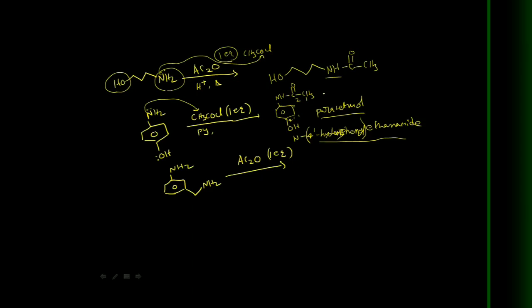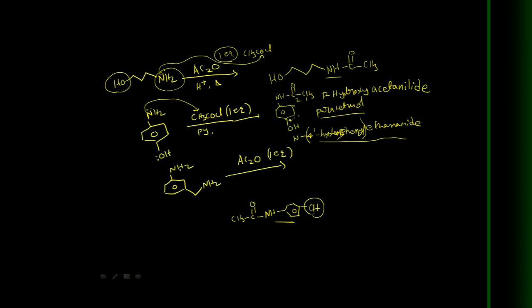Or simply we can say this is parahydroxyacetanilide. Generally, acetanilide means CH3C=O NH, and on this nitrogen, if there is a phenyl, it is an acetanilide. So in acetanilide, with the OH at the para position, it is a parahydroxyacetanilide.